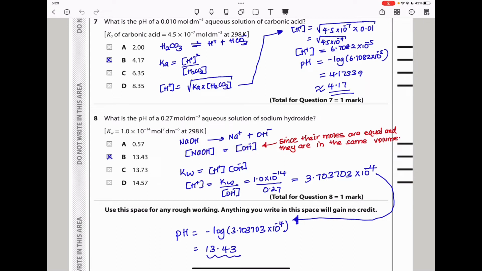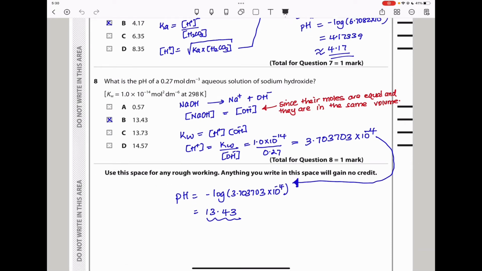Now, since I know that Kw is equal to the concentration of H plus times the concentration of OH minus, I can make this the subject to give me Kw over the concentration of OH minus. Remember, I have this and I have that, so I can find this through this. So I use this, and my calculator gave me that. So this is the concentration of hydrogen ions, and when I find the negative log of that, it gives me a pH of 13.43, which gives me B as the answer to this question. Let's move on to question number 9.